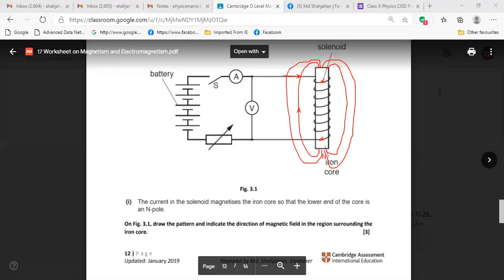So if you draw this way, then you will get 3 marks, okay? Yes, sir. It's clear? Any confusion? No confusion, sir. You're clear about this. The next part we have, okay, can you read the next part?